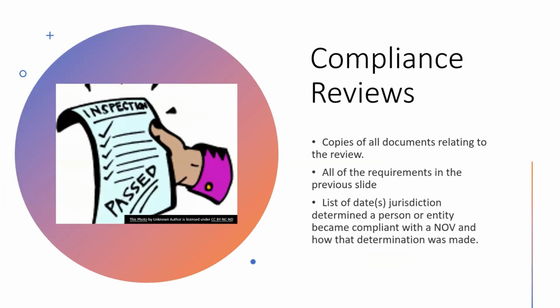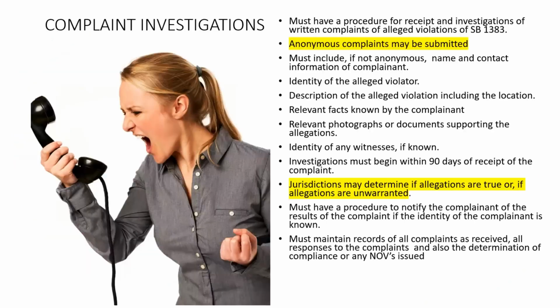Compliance reviews include all of the above from the last slide. And then you also need to include the date when the jurisdiction determined that the entity did become compliant, okay? And how you made that determination. Like, last time we went, they resolved the fact that they had no organics can, so they have one now. You have to list exactly what it was that they violated and that they weren't doing, and now they are. Okay, next slide, please.